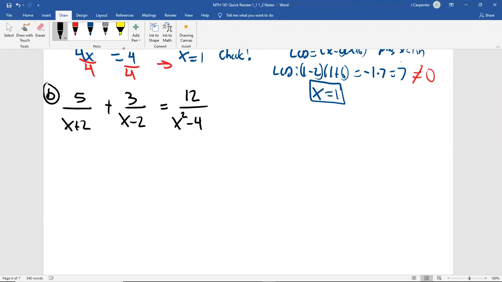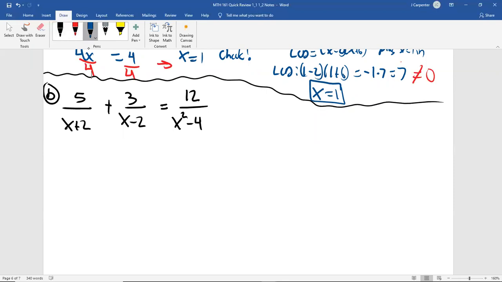First step, factor. X plus 2 you can't factor, x minus 2 you can't factor, x squared minus 4 you can. So this is going to become 5 over x plus 2 plus 3 over x minus 2 equals 12 over, this is what we call a difference of squares, and again, I will give a more formal factoring review, if not the next class, the one after.